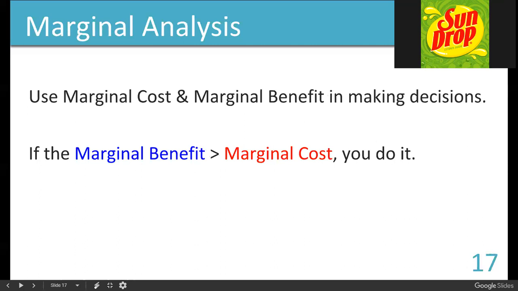What are all of your extra costs? What are all your extra benefits? The extra benefit for the college, $350. Extra cost of the college, $1. They make it happen.